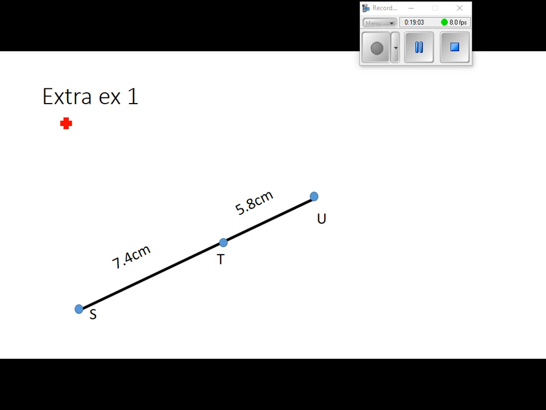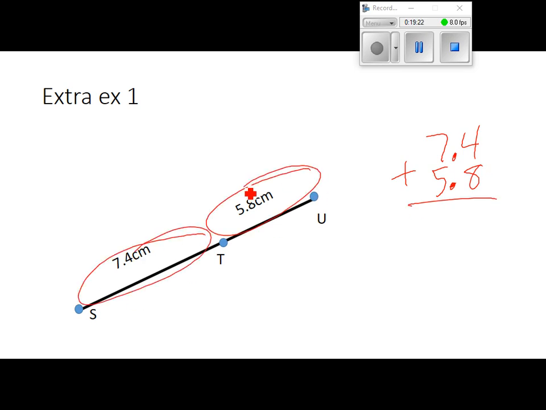This one, I think they just gave you a box for the answer, right? What do we got to do to find the answer to this one? So 7.4 plus 5.8. This segment plus this segment equals the entire thing. What did it come out to be? 14.2. Anybody agree with that? Punch it in there. 13.2.